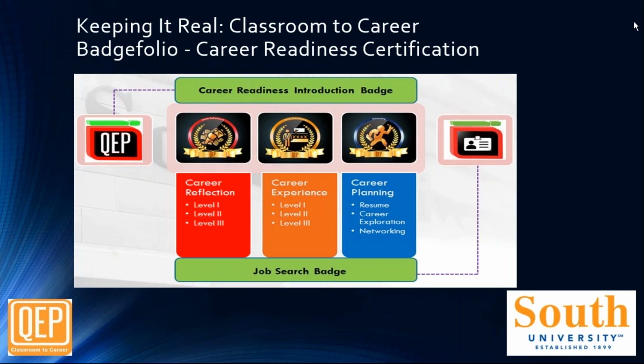The exercises include a personality assessment, 3 career reflection badges that coordinate with career-related classroom assignments, 3 career experience badges, and these involve participation in career-related events, such as the one that you just participated in. 3 career planning badges, which are resume, career exploration, and networking, and finally a job search badge. So you can now go to Career Readiness Badge Folio and complete a badge in here, and you can go ahead to the next slide.